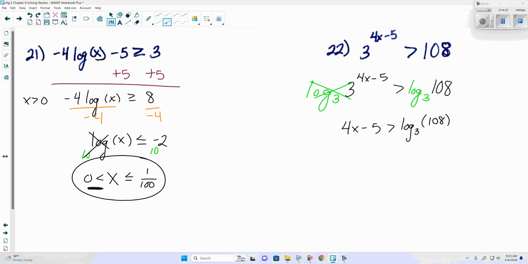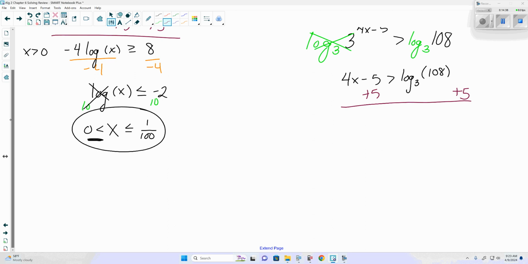Now at this point, we need to solve for x. So we would add 5 to both sides. The left side would indeed still be 4x. It is greater than log base 3 of 108 plus 5.